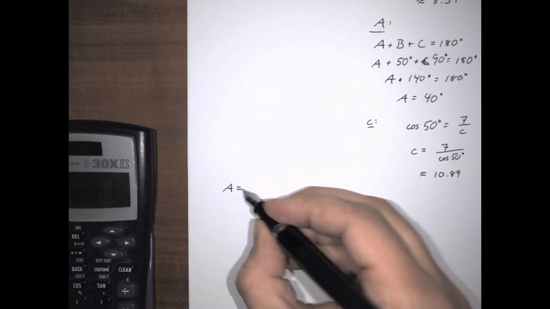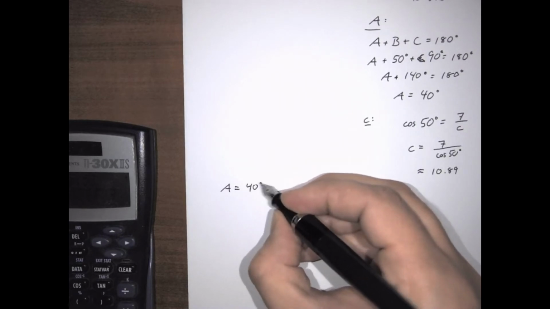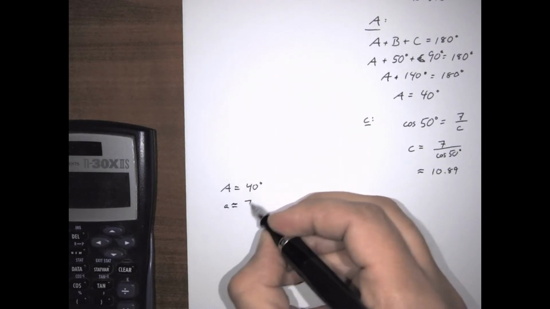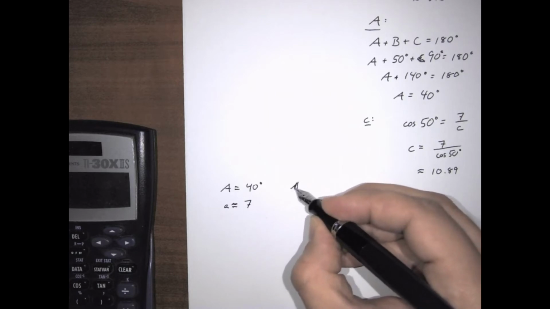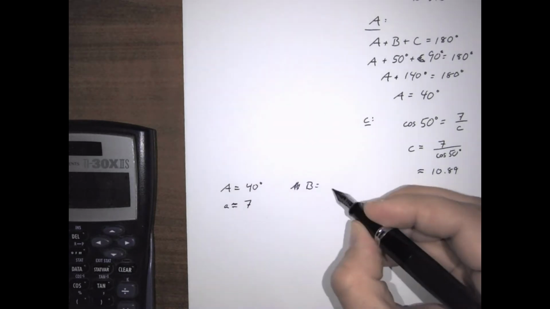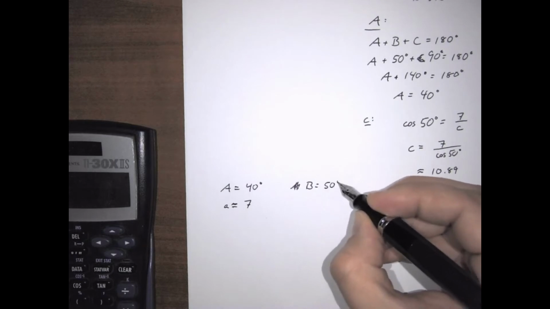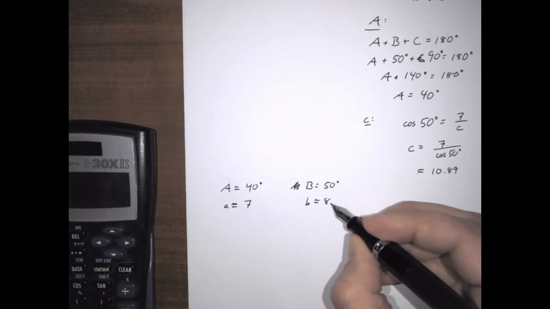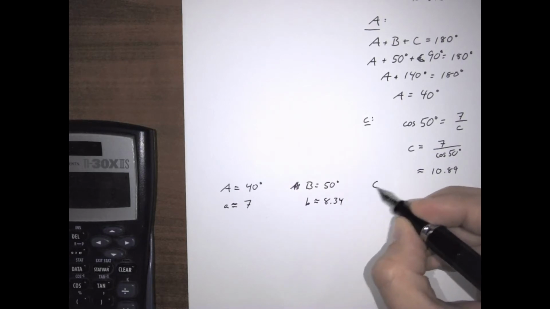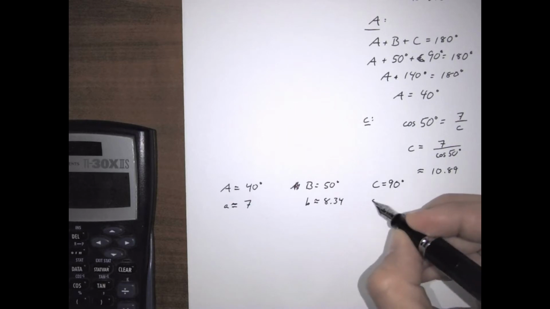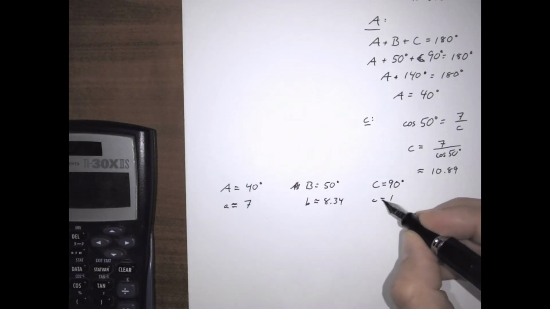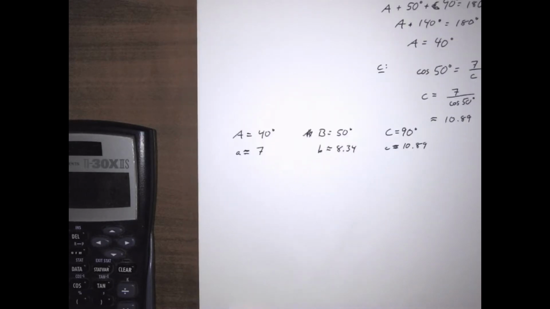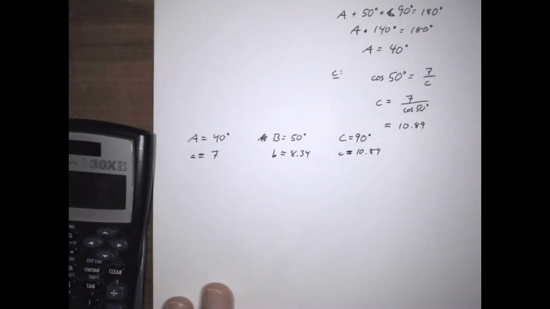So capital A was equal to 40 degrees, that one was not approximate. Little a was given to us, that was 7. Capital B was 50 degrees, given to us. Little b we found, and we had to round it a little bit, so it's 8.34. And then capital C is always 90 degrees. Little c is approximately equal to 10.89. And a quick check again, the hypotenuse should always be the longest of the sides, and sure enough it is.